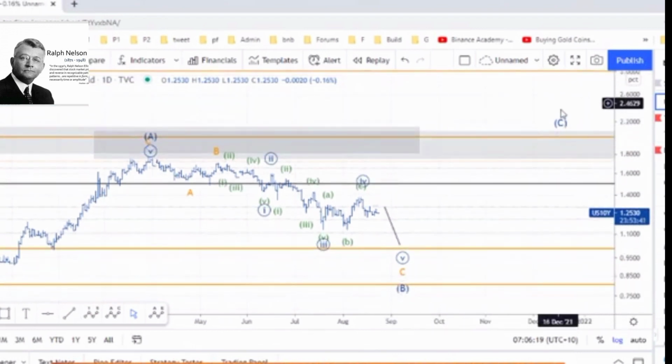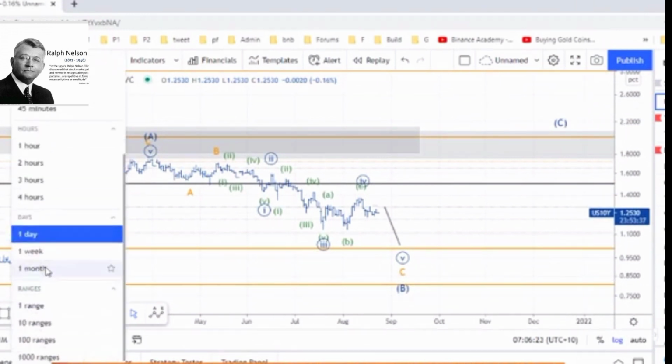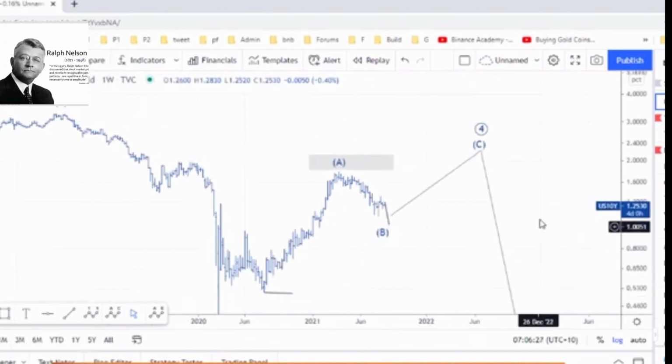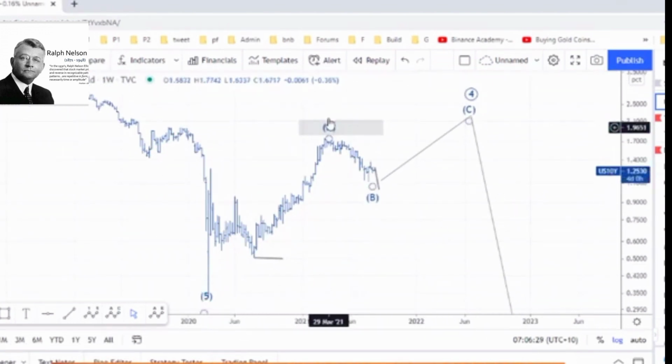Now, to make wave 4 in a bigger picture, we could just quickly go to the weekly chart to check that. So this is what I'm thinking here as an A and a B and a C for wave 4. Now, if this is just going to cascade down here, right, then we need to be aware of that as well.